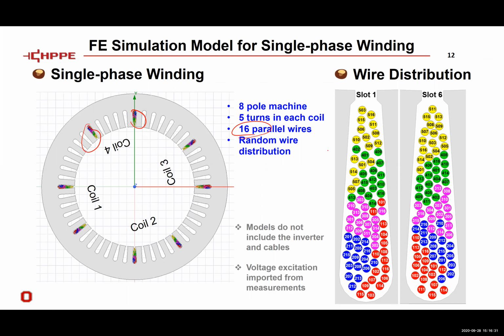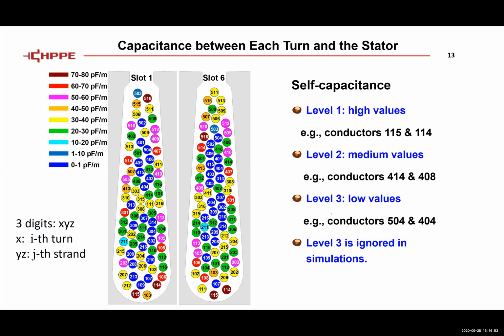If you look at the modeling on the right, we have 3 digits to represent each conductor. The first digit means the number of turns, and the second and third digits represent the number of parallel strands. Okay, now let's take a look at the capacitance values we got from simulation.